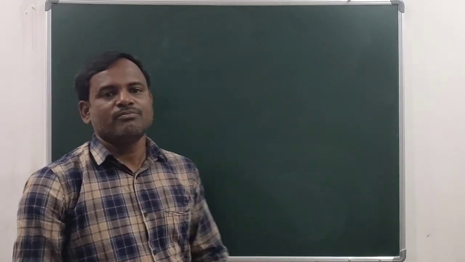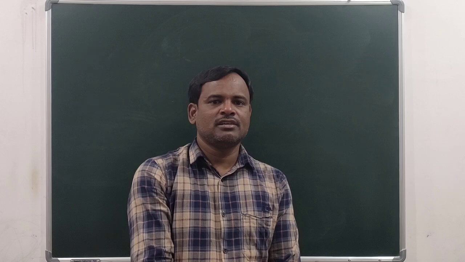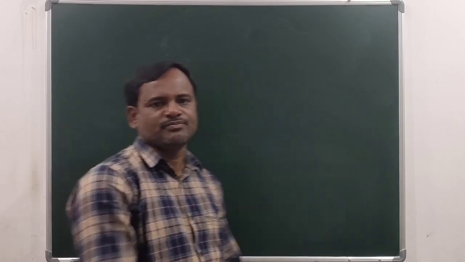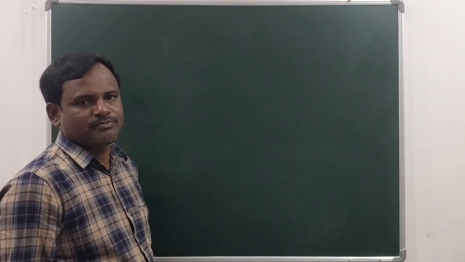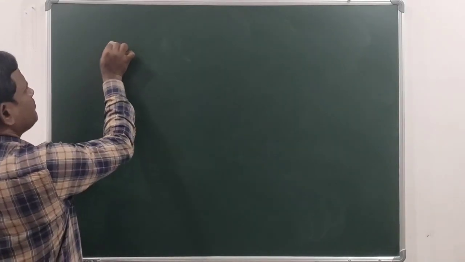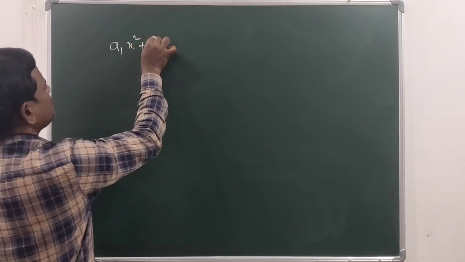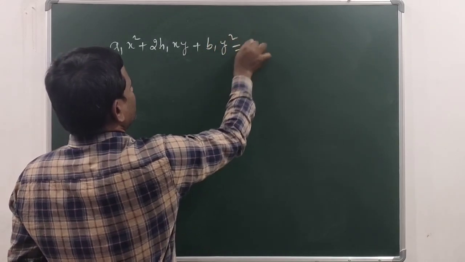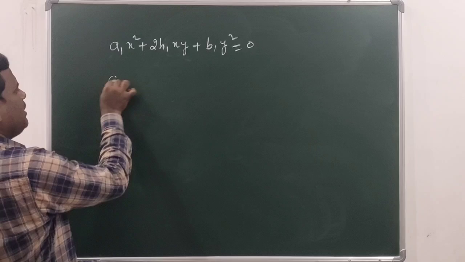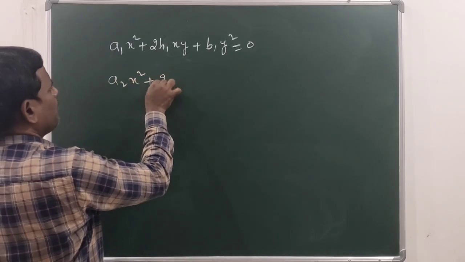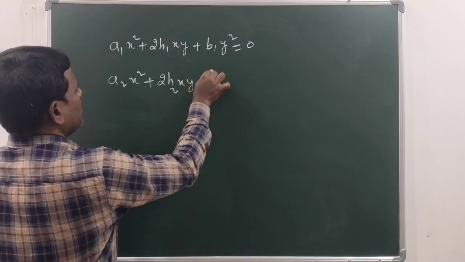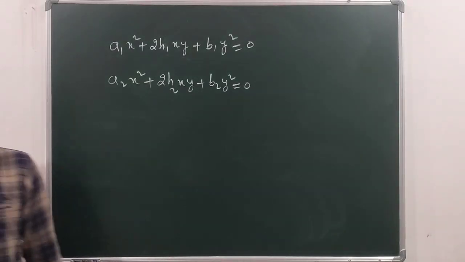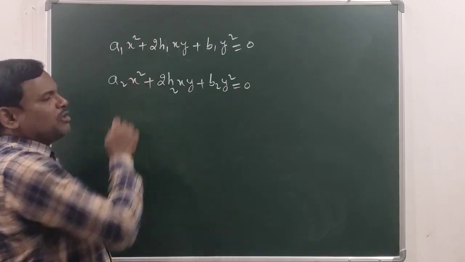Next, I am going to discuss with you common lines represented by two pairs of straight lines passing through the origin. Common line concept. Two pairs are given: a1x square plus 2h1 xy plus b1y square equal to 0, and a2 x square plus 2h2 xy plus b2 y square equal to 0. These two pass through the origin because both are homogeneous equations.